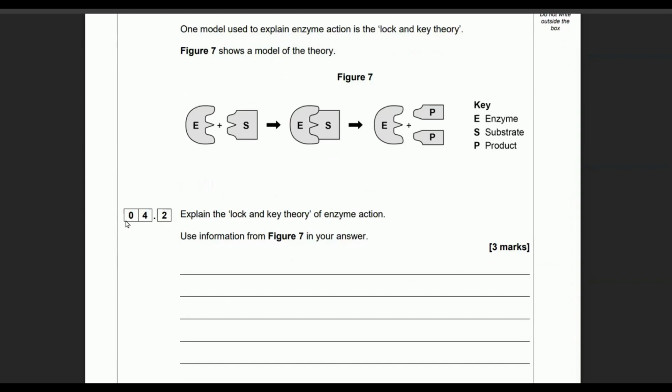One model used to explain enzyme action is called the lock and key theory. Figure 7 shows the model of the theory. We have an enzyme, we have a substrate, they join together, and then afterwards we have products. Explain the lock and key theory of enzyme action. Use the information from figure 7 in your answer.